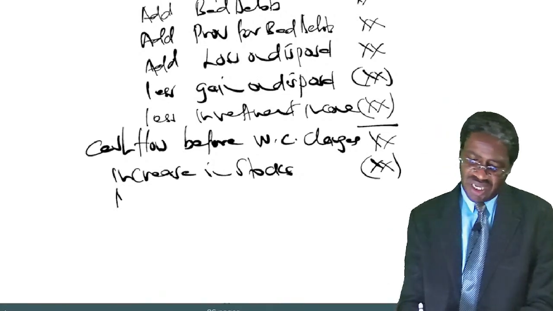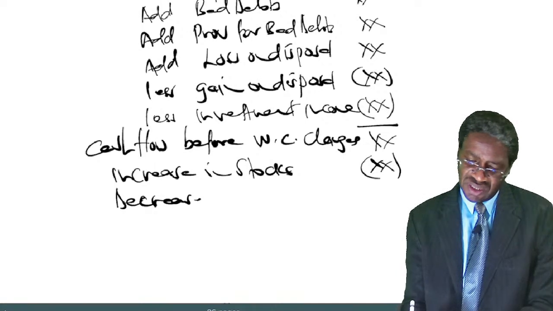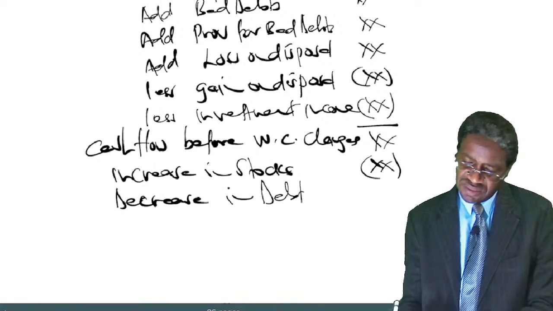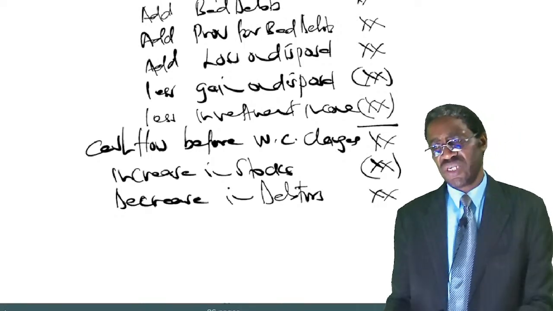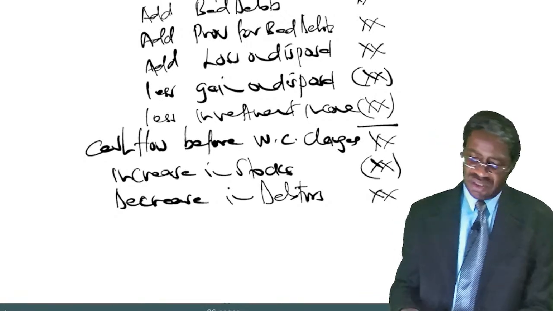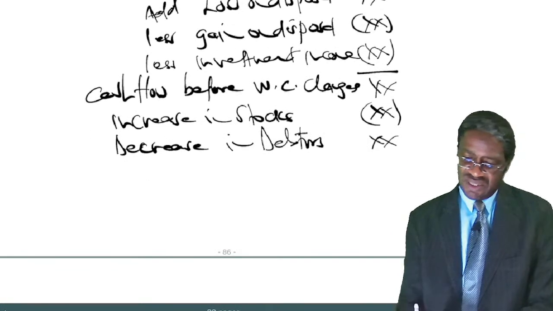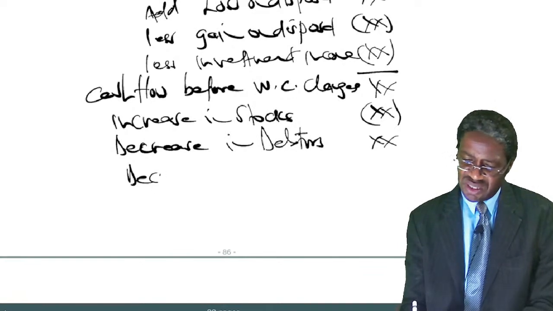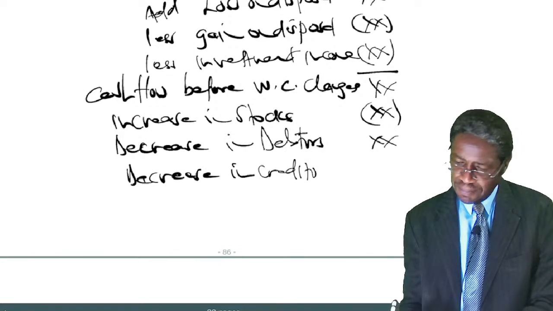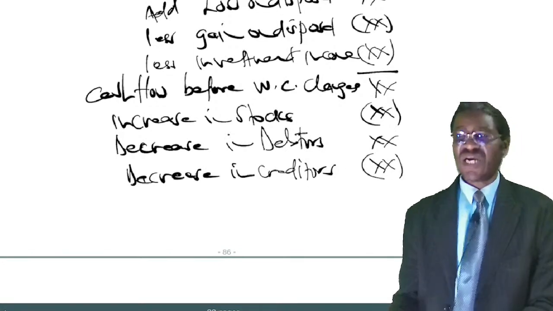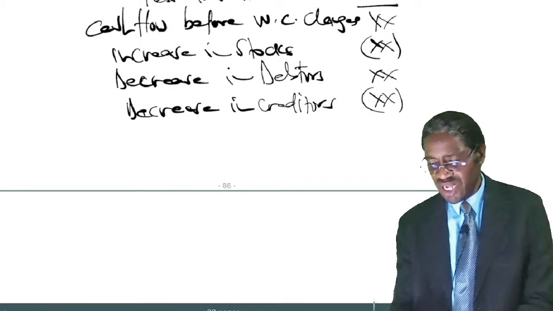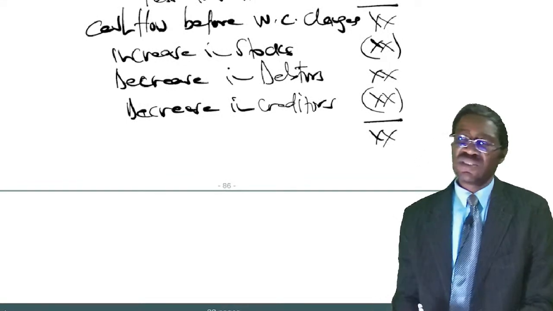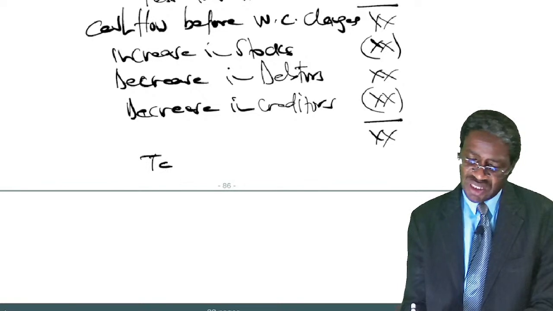Good. Then I came and said, dear, decrease in debtors. If debtors go down, you must have received from your debtors. Good. After that, we come to decrease in creditors. That's an outflow. Next, let us assume that's all. Get the net. And from there, I told you, come and you see your tax paid.